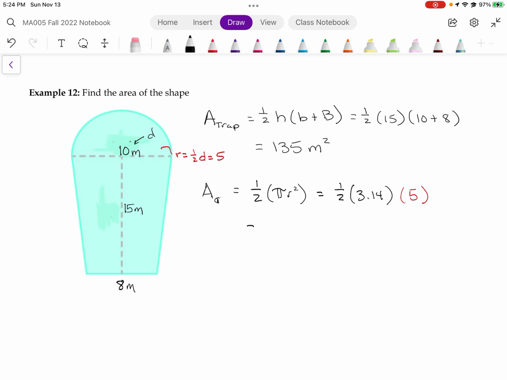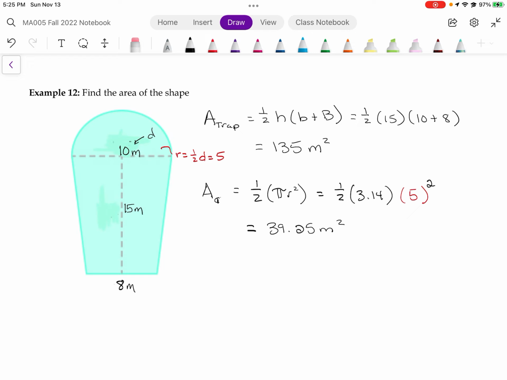All right, so we get 1/2 times 3.14 times 5. Oh, what did I forget to do? The 5 needs to be squared. So times 25. And that gives me 39.25 square meters. It doesn't say anything about rounding, so I'm just going to leave all of that.